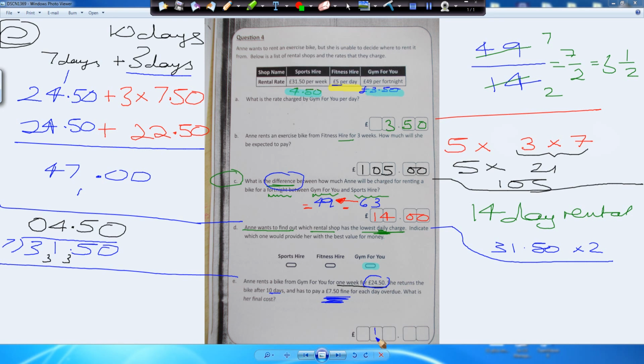So the answer at the bottom here goes, what will be? 47 pound exactly is her final cost. Okay, folks, there wasn't too much difficulty in terms of the question, but it all comes down to your understanding of the question. But that's how we break it down. Hope this helps. Bismillah.